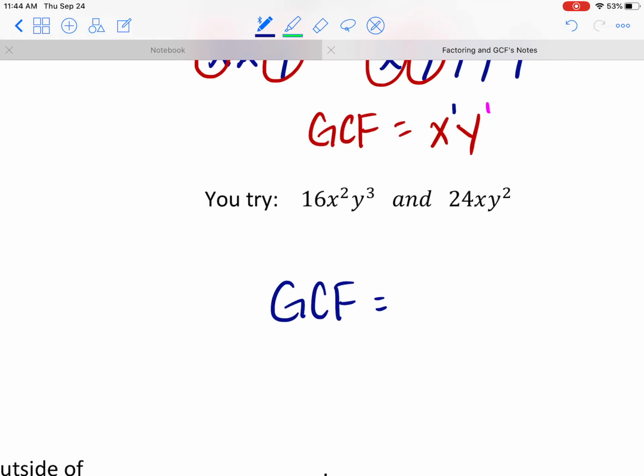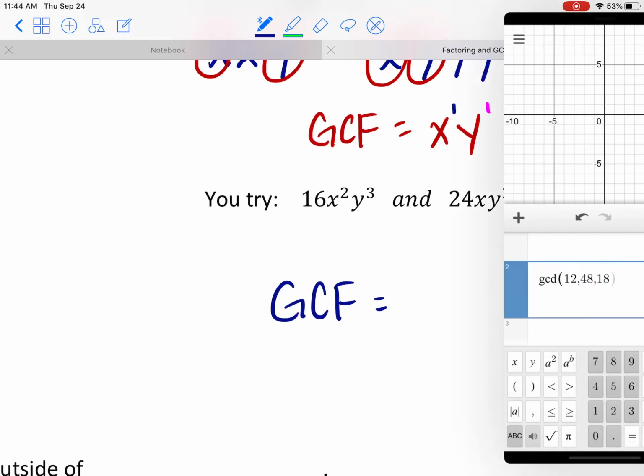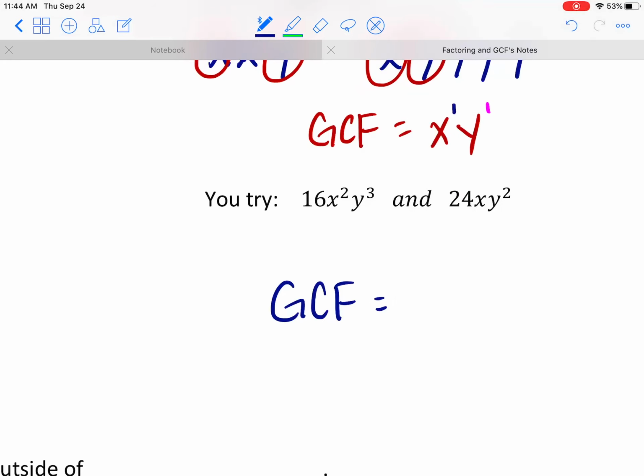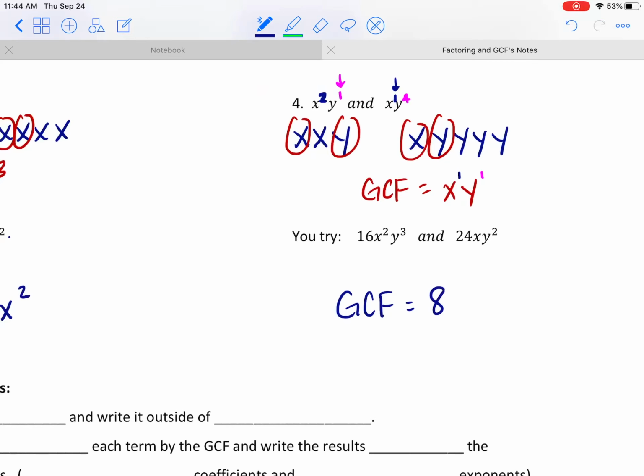Otherwise, let's see, what is the biggest number that's going to divide into 16 and 24? Again, if you're not sure, let's just go in here and type in 16 and 24. Hopefully you knew it was 8, but there it is on technology as well. So 8.